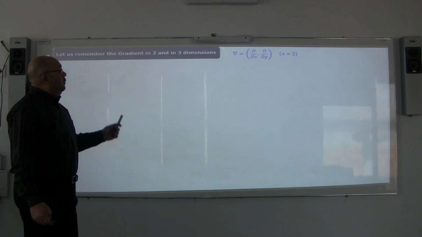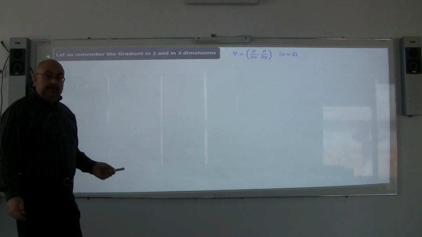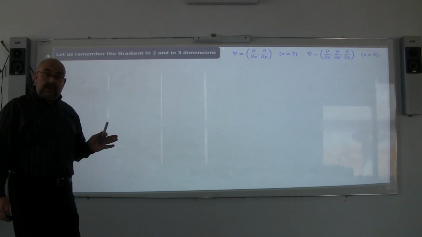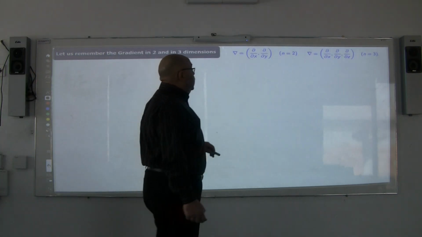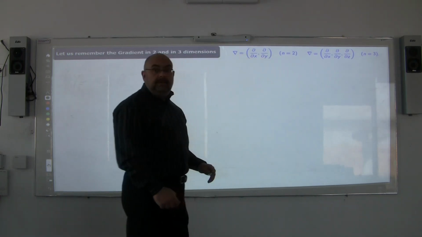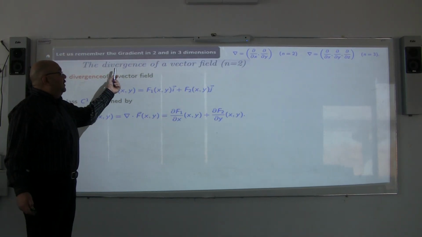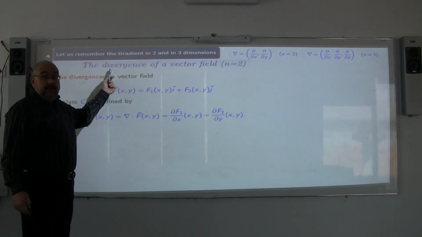Now, I want you to remember that the gradient vector is partial x, partial y in 2 dimensions. All of this was stated in the previous lecture. And you know also that nabla is the gradient vector. In 3D, it will be the derivative with respect to x, y, and z. So this is the definition of a divergence, and we will need it.